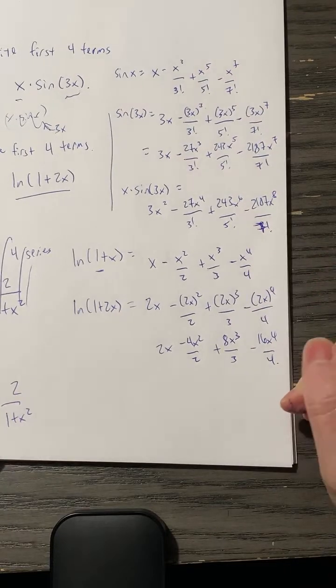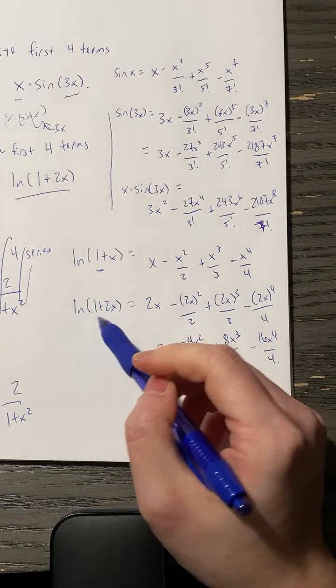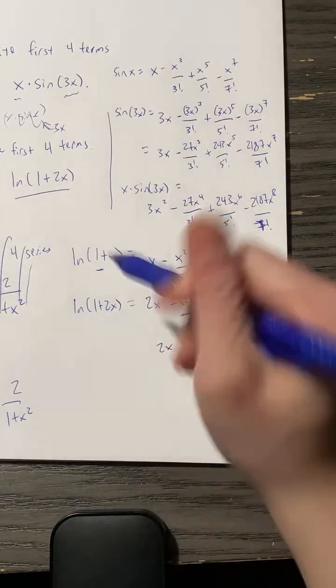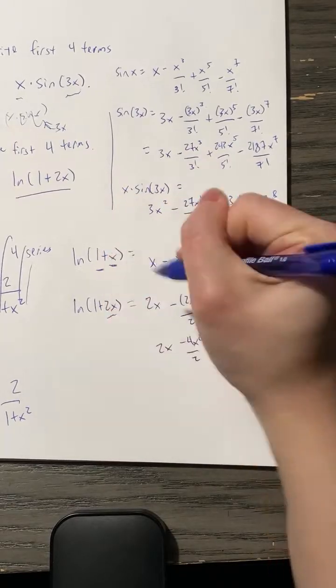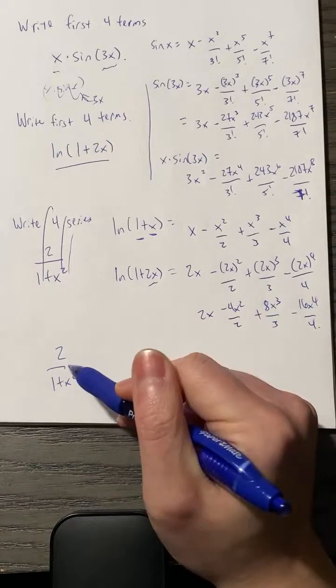Hopefully that makes sense. That one again is easier, but just be wary. Don't involve this 1 plus business at all. Just plug it in. Whatever you put right here is what you're going to plug into the function. Okay, last one is 2 over 1 plus x squared.